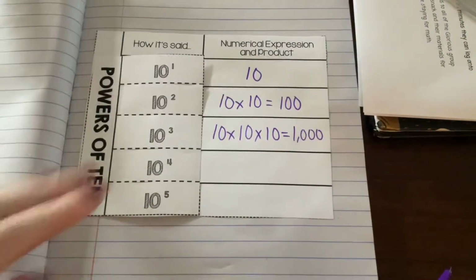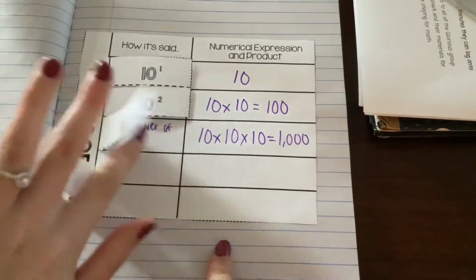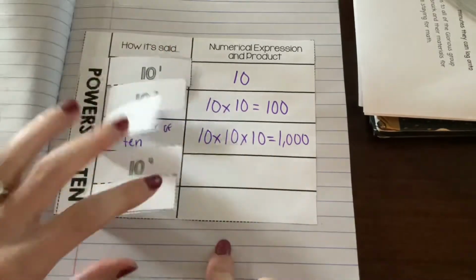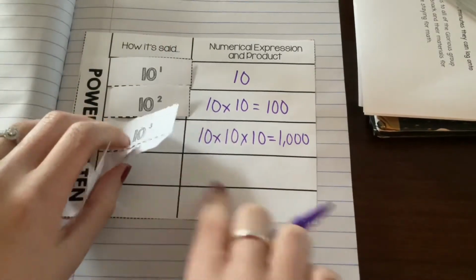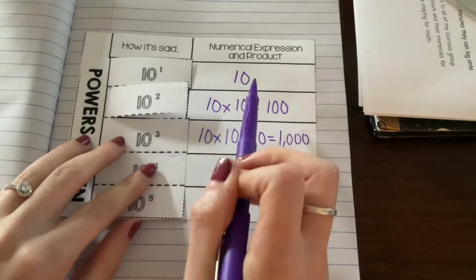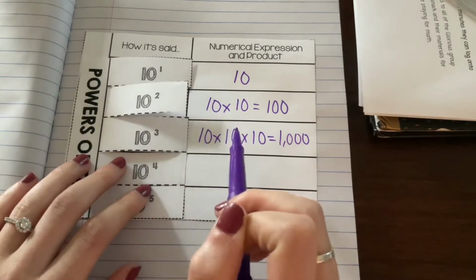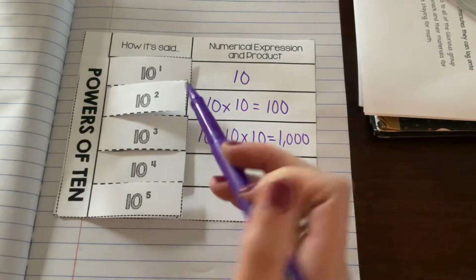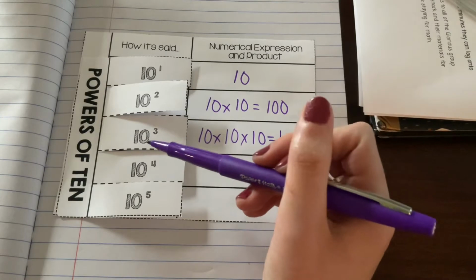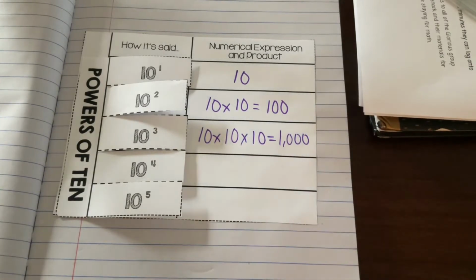So here, we have already gone over how it's said. You guys did all of these. These 2 are blank, Christopher, because the other kids did them, so you can finish this up. But remember, 10 to the first power is 10. 10 to the second power is 10 times 10. 10 to the third power, 10 times 10 times 10. So remember, this is not the same thing as 10 times 3. That would be 30. That is not the same as 1,000.